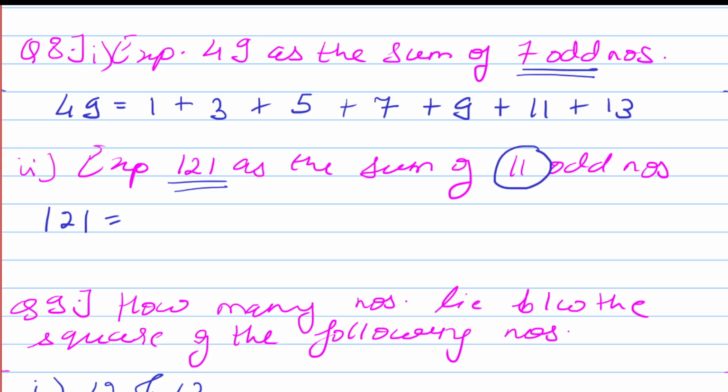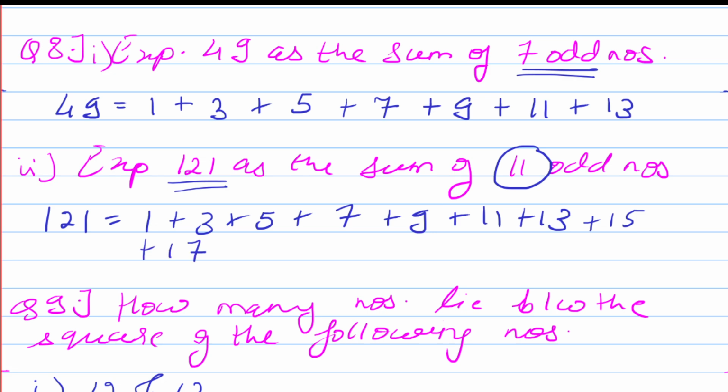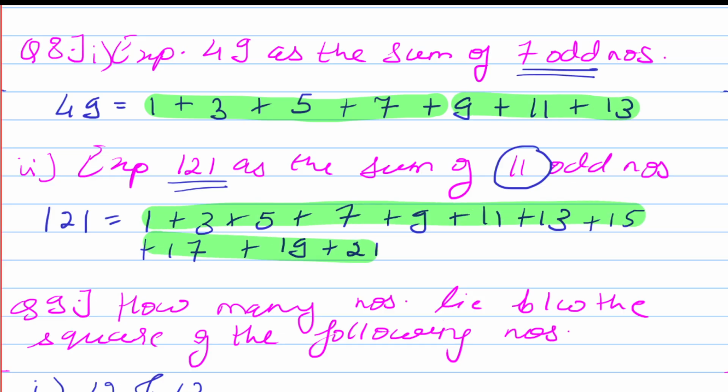You do not have to think about how many odd numbers you have to compile to give you 121, right? So again start from 1, 3, 5, 7, 9, 11, 13, 15 plus 17 plus 19 plus 21, and those are your 11 odd numbers. These were 7 odd numbers. These are 11 odd numbers, which gave you 121.